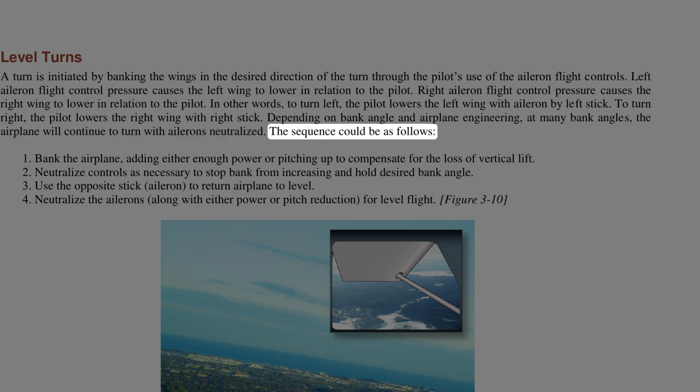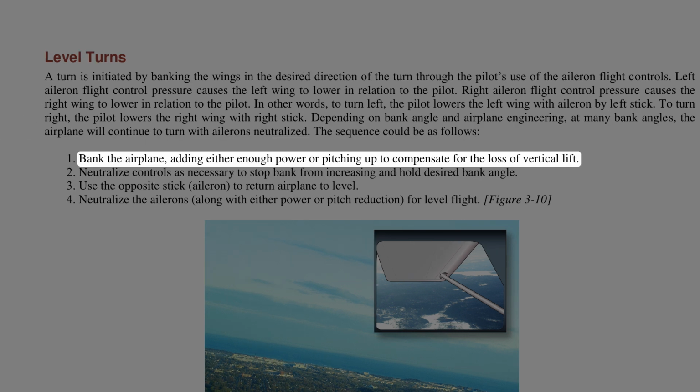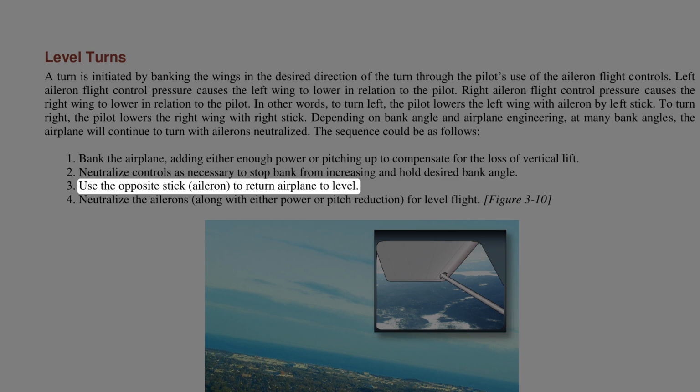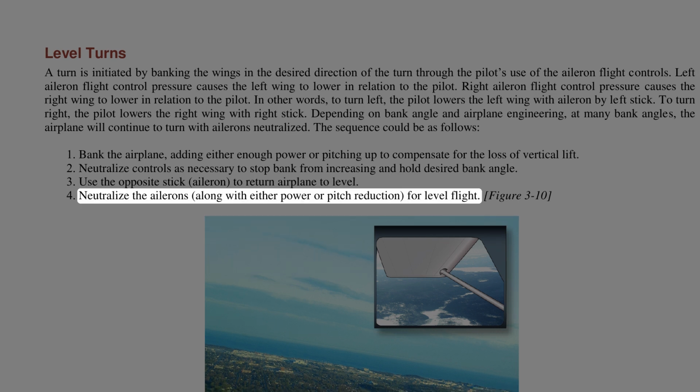The sequence could be as follows. Bank the airplane, adding either enough power or pitching up to compensate for the loss of vertical lift. Neutralize controls as necessary to stop bank from increasing and hold desired bank angle. Use the opposite stick, aileron, to return the airplane to level. Neutralize the ailerons along with either power or pitch reduction for level flight.